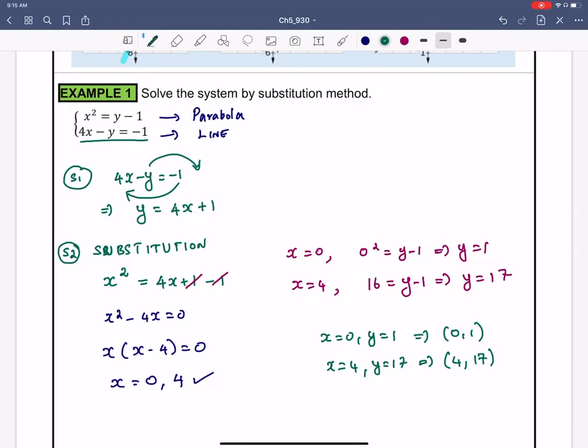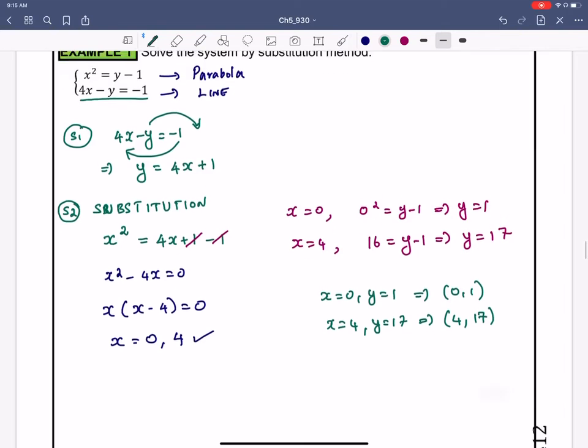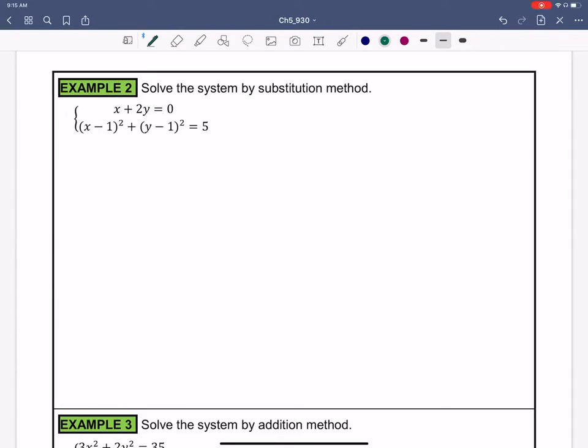Let's take a look at how we solve another problem very similar to this. So here we have another problem. Again, we're going to use the substitution method. Here we also have one straight line. That's a linear equation, so it's a straight line. But we have a circle. We have a circle of radius square root of 5, centered at 1 and 1, right?